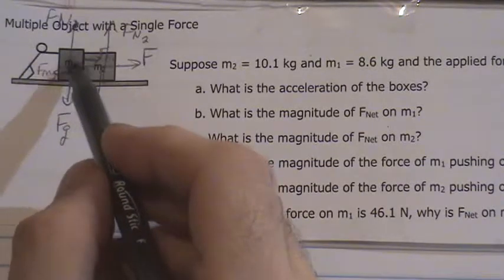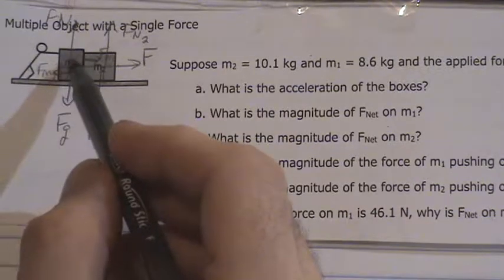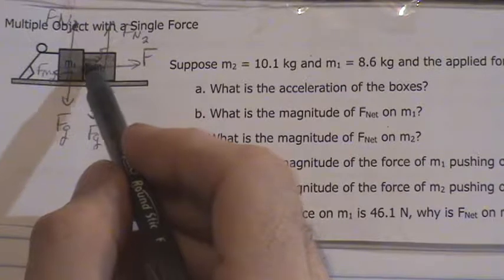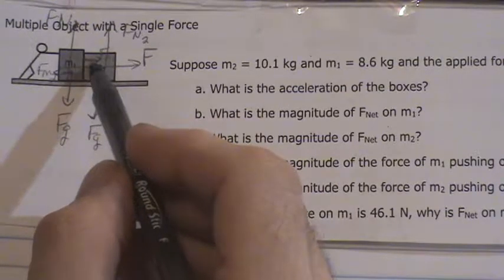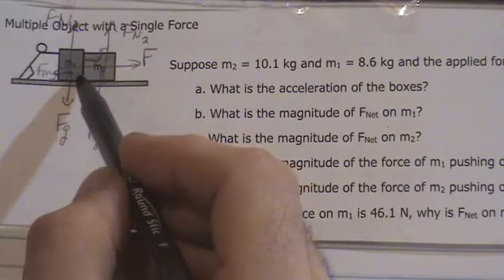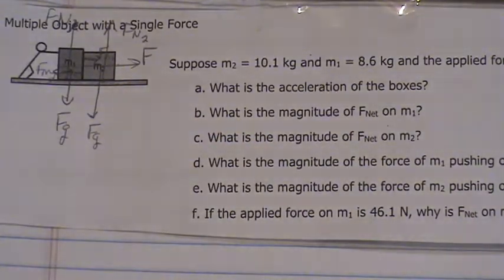Here we have two different objects pushing on other objects, right? The person is pushing on M1 and M1 is pushing on M2. That is not a force pair. It is a force pair when we have the same two objects pushing on each other. M1 is pushing on M2 and then M2 is pushing back. Those two forces do have to be equal because they create, once again, a force pair. And we can call them a force pair.